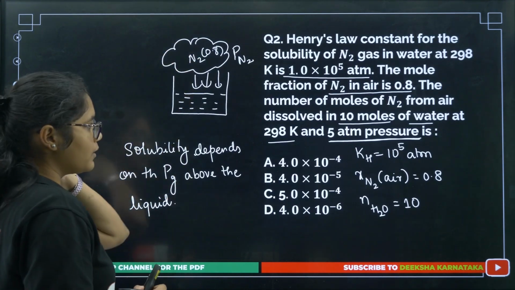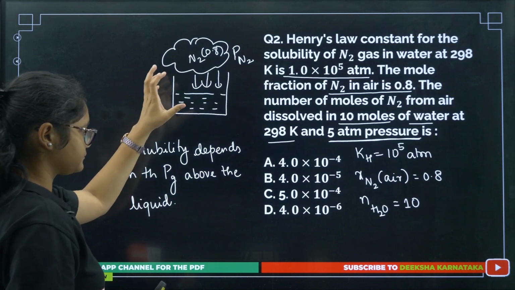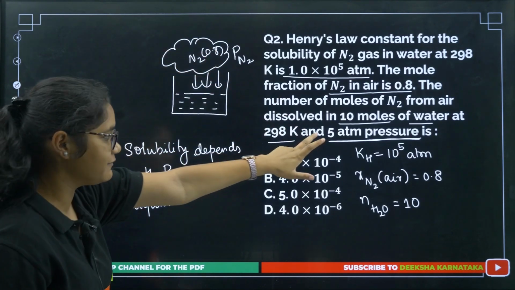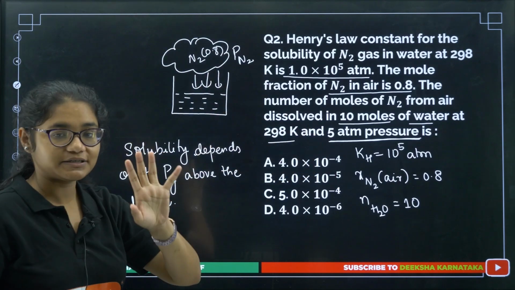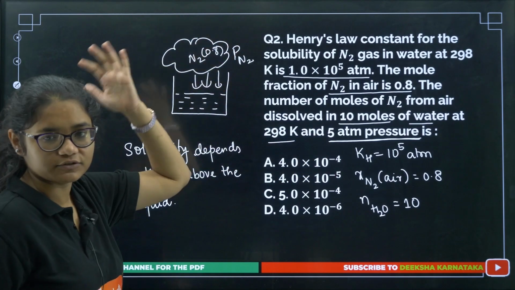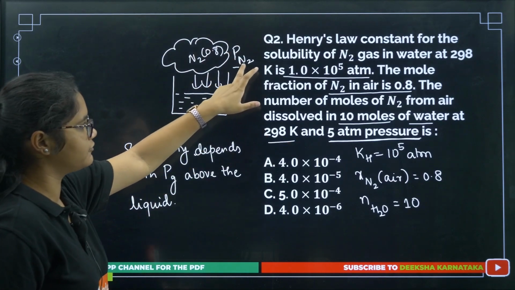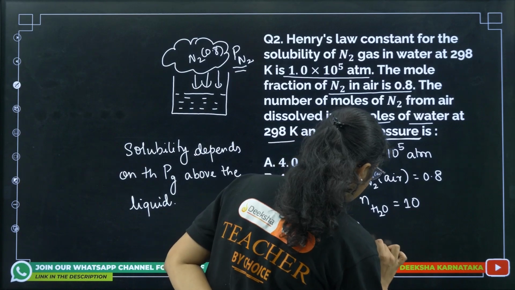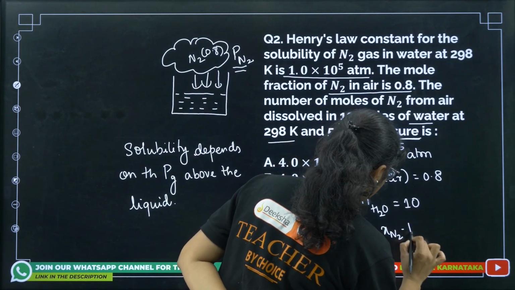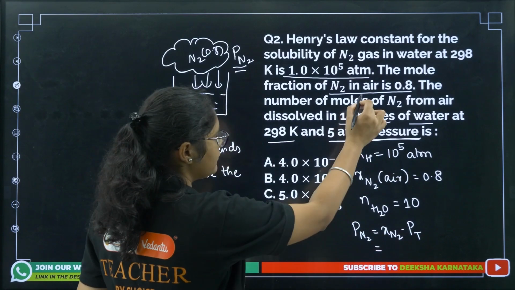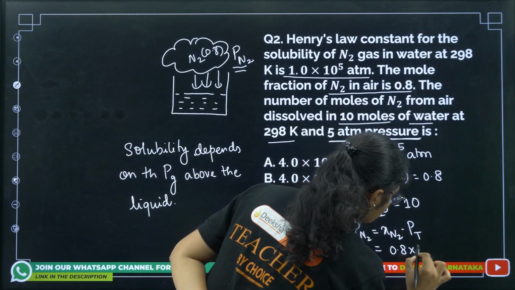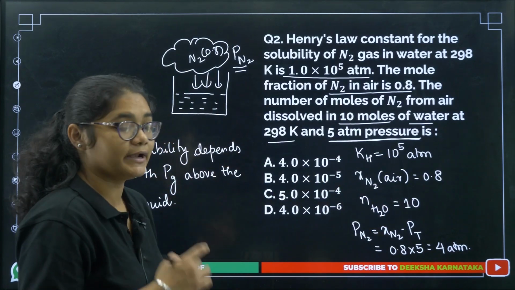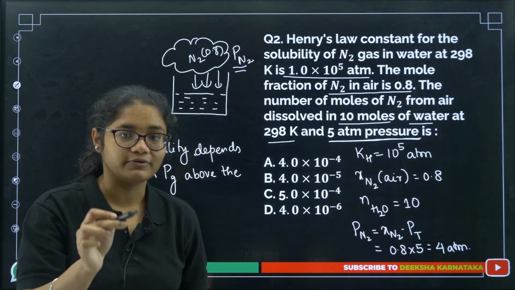Okay, so now what is there? The 5 atm which is given is not the partial pressure of N2, that is the total pressure in the atmosphere, right? So from here we need to calculate first the partial pressure of N2. How to calculate? Partial pressure of N2 will be mole fraction of N2 into the total pressure. What is the mole fraction of N2 in the air? 0.8. What is the total pressure? 5. So I'll get 4 atm. Okay, 4 atm is the partial pressure of nitrogen gas.